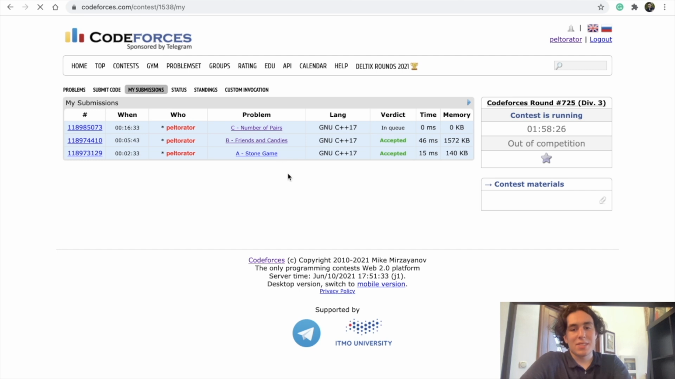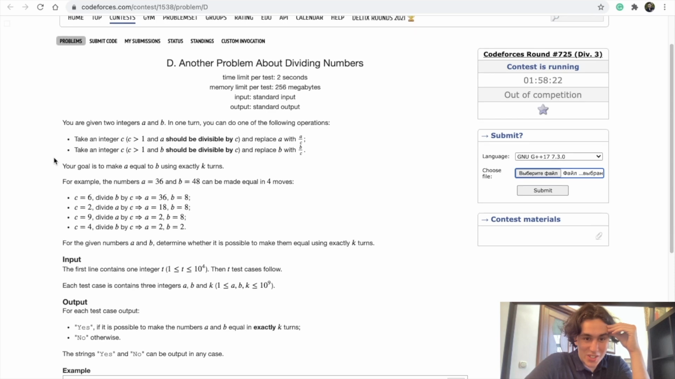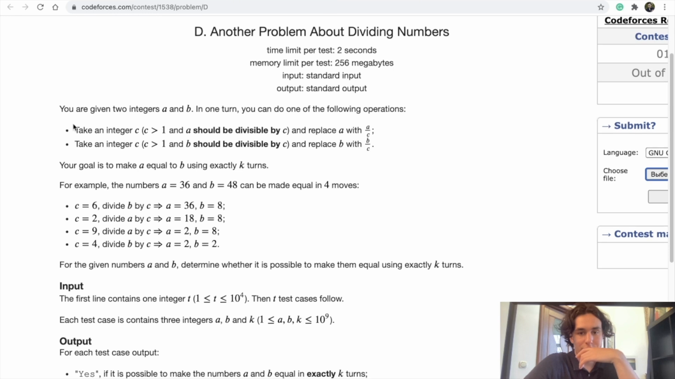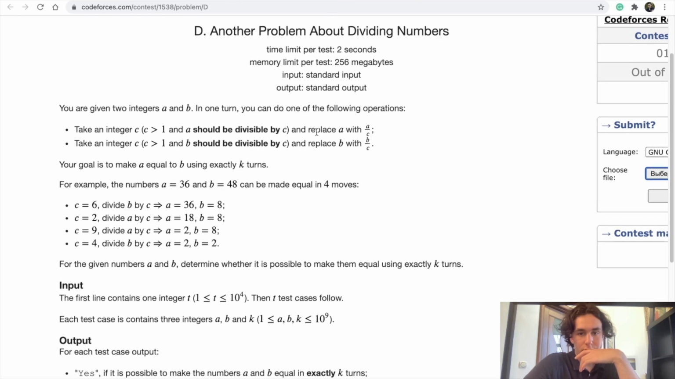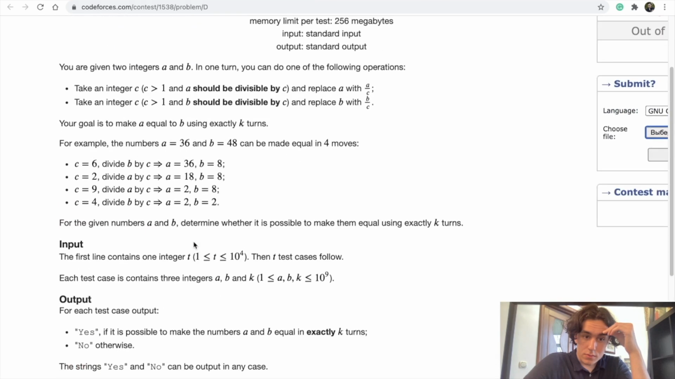I misread the second problem in a row. You're given 2 integers. In one turn you can do one of the following operations. Divide the numbers to make equal. Exactly k turns. Oh. Okay, yeah. Makes sense.